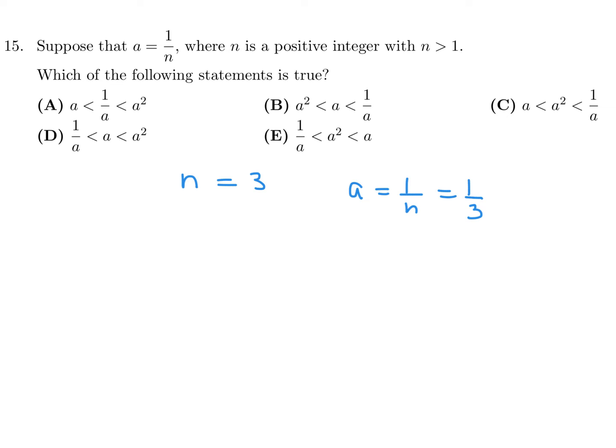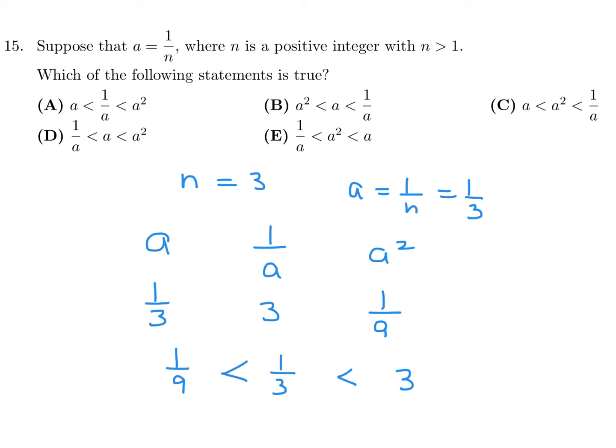And then they want us to compare a, 1 over a, and a squared. So let's see what these are. a is 1 over 3. 1 over a would be 3, and a squared looks like 1 over 9. Now I have to put these in an inequality. Well, 3 is the largest, and then 1 over 3, and then the smallest is 1 over 9. So this would be the inequality, and that means the 3 was the 1 over a, right? And then the 1 over 3 was a, and the 1 over 9 is a squared. So that's the inequality. And which of these answer choices is that?